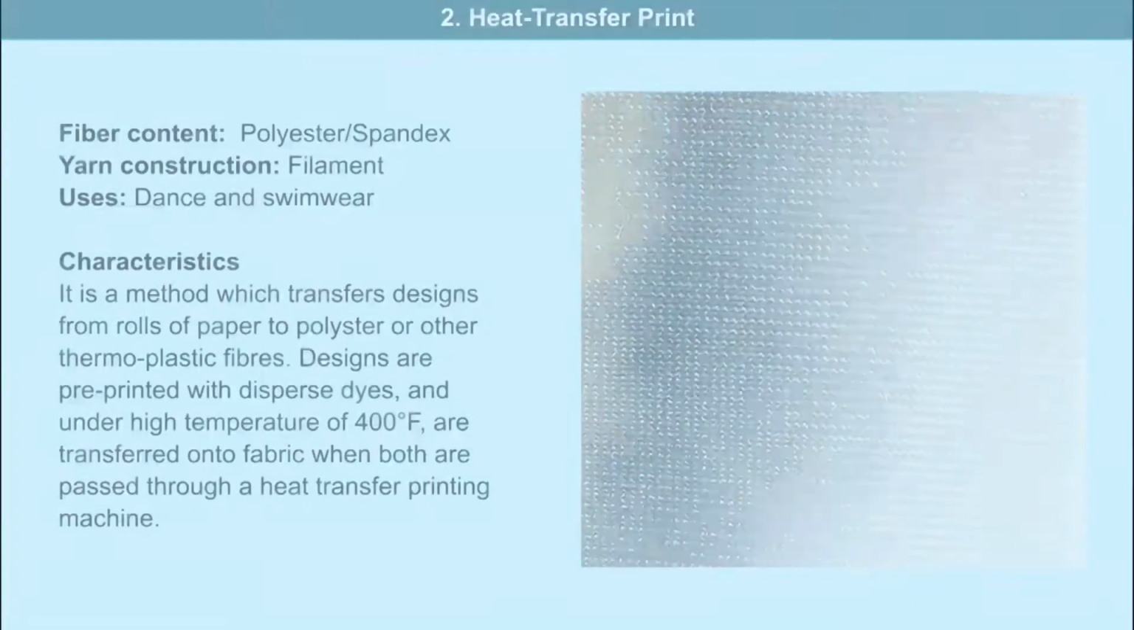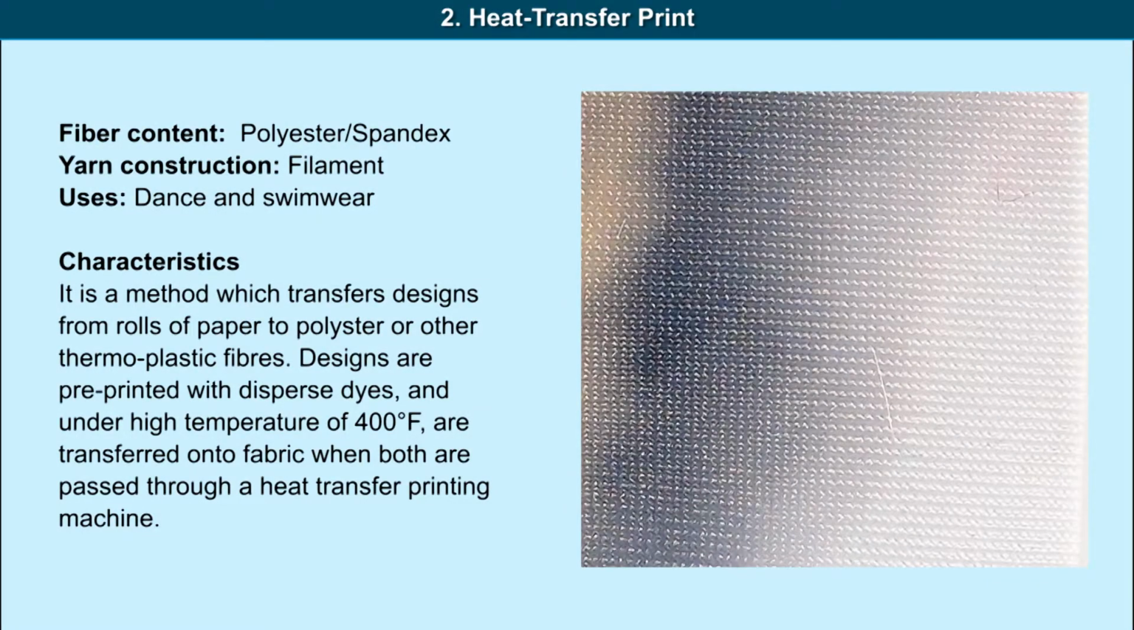The next is heat transfer print. This is done on a polyester spandex fabric. It is a method which transfers design from rolls of paper to polyester or other thermoplastic fibers. Designs are pre-printed with disperse dyes and under a high temperature of 400 degrees Fahrenheit are transferred onto fabric when both are passed through a heat transfer printing machine.